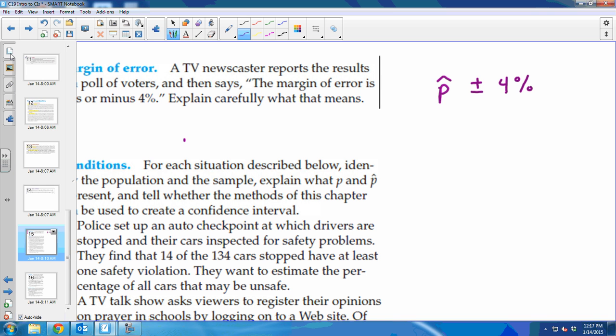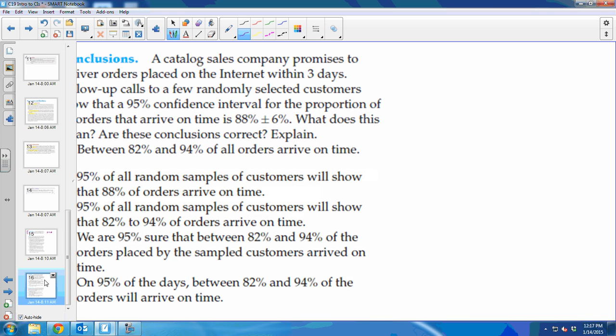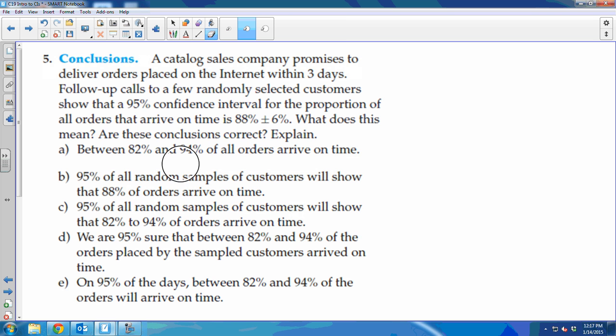All right. Then let's do 5. And 5 talks about conclusions again, correct statements, false statements. And I'll give the assignment. A catalog sales company promises to deliver orders placed on the internet within 3 days. Follow-up calls to a few randomly selected customers show that a 95% confidence interval for the proportion of all orders that arrive on time is 88% plus or minus 6%. So 88% is our p-hat, right? And then plus or minus 6%, that's our margin of error.